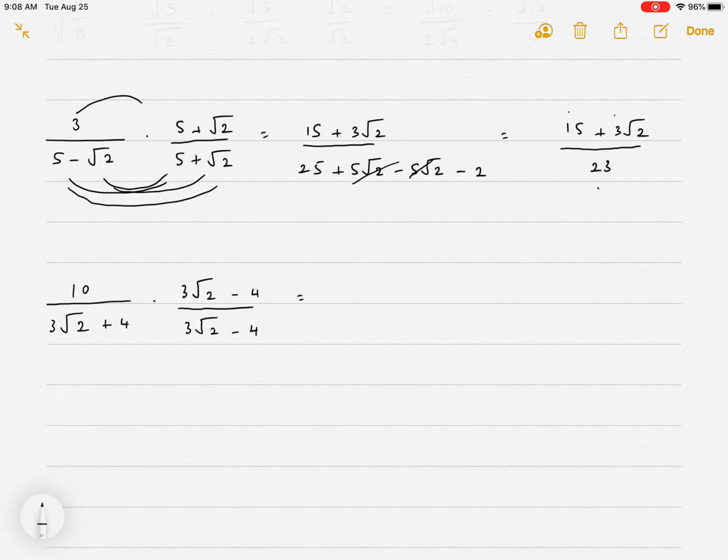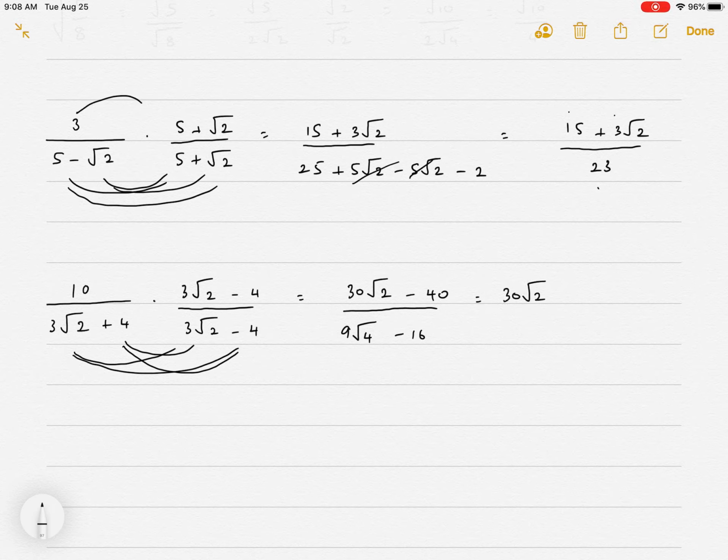I'll distribute on top. 10 times 3 is 30. 10 times 4, negative 40. On the bottom, 3 radical 2 times another 3 radical 2 is a 9 square root of 4. Square root of 4 is 2, so 9 square root of 4 is 18. I'm not going to multiply these two together because I know these two will cancel that. And then 4 times negative 4 is minus 16.